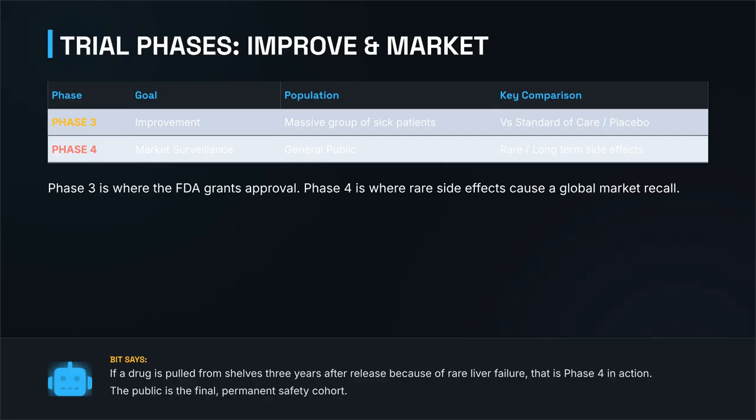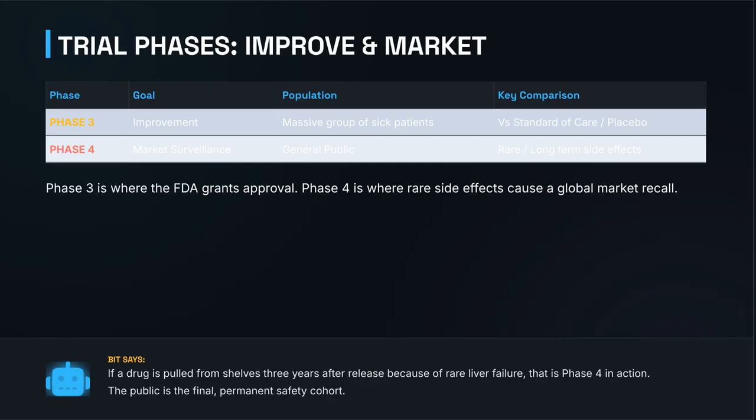However, the testing never truly stops. Phase 4 is perpetual post-marketing surveillance. When millions of diverse people begin taking a new medication, extremely rare side effects inevitably emerge. If a side effect only occurs in 1 out of every 10,000 patients, a Phase 3 trial of 3,000 patients might completely miss it. Phase 4 relies on vigilant physicians reporting these rare adverse events to national databases. This is exactly how dangerous drugs are eventually identified and permanently recalled from the market.